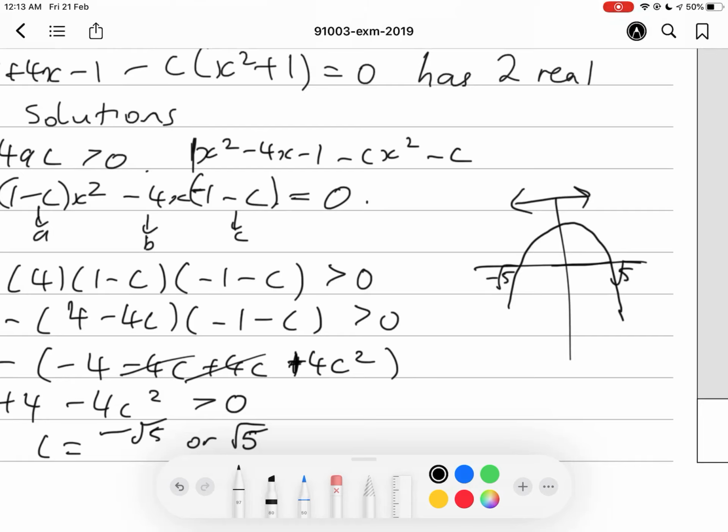So therefore, your c value will be between negative square root of 5 and square root of 5. So your c will be greater than negative root 5, but your c will be less than root 5.